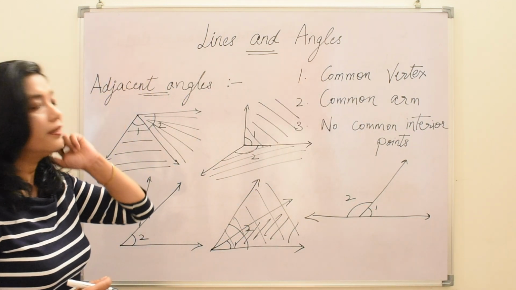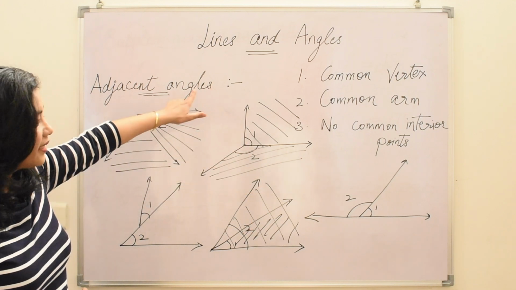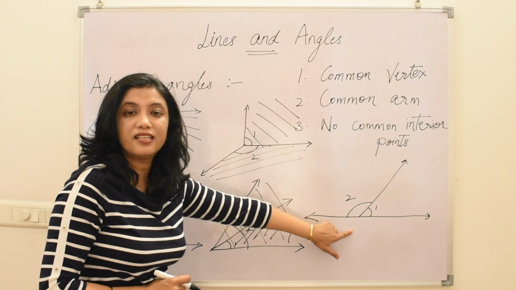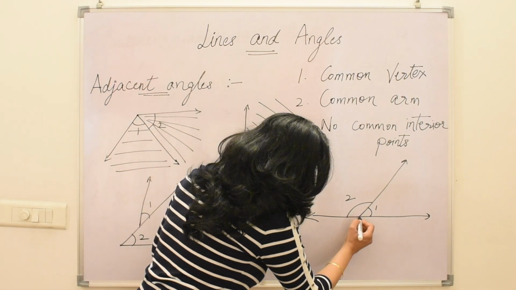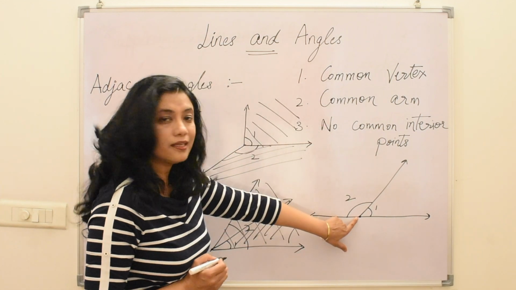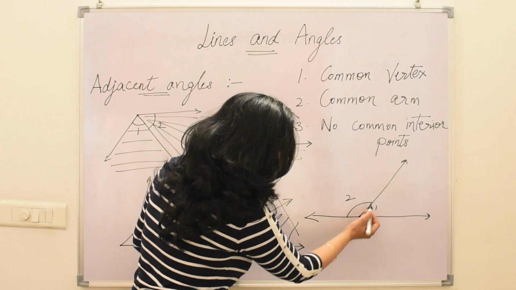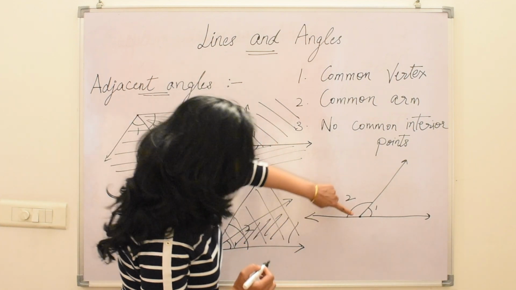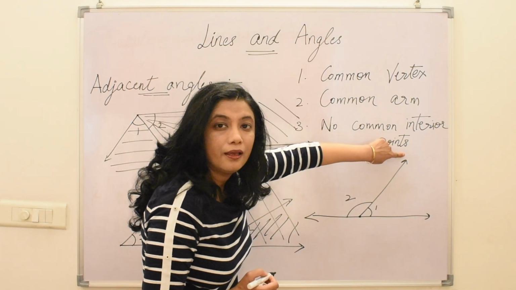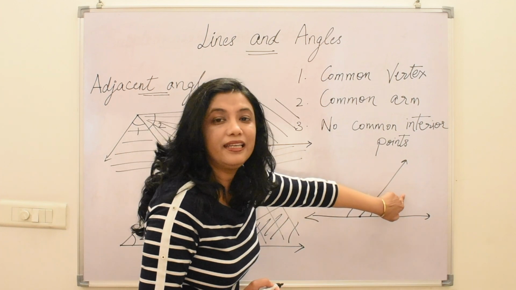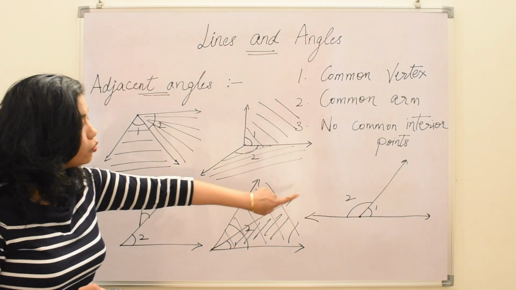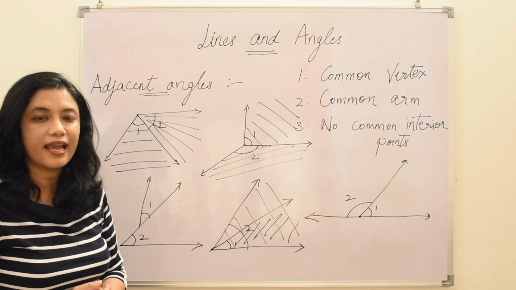Are these two angles 1 and 2 adjacent angles? Yes, they are adjacent angles because they are sharing a common vertex. This is the vertex of angle 1. This is also the vertex of angle 2. They have a common arm. They have no common interior points. So these two angles are a pair of adjacent angles.